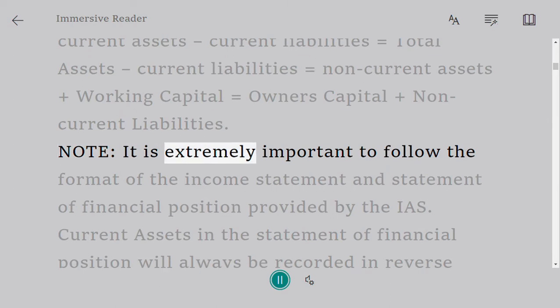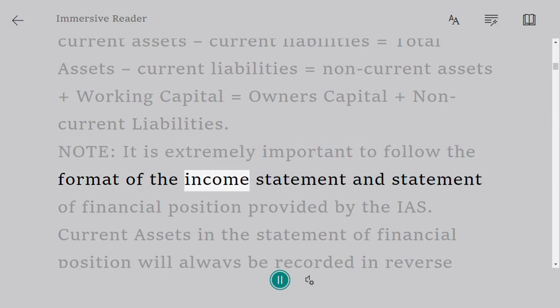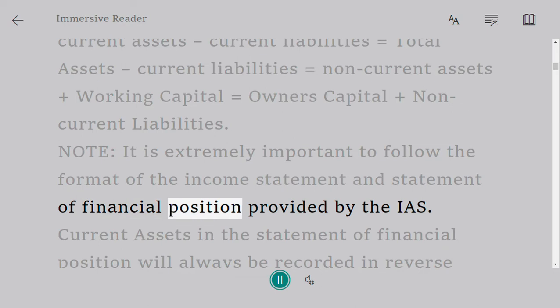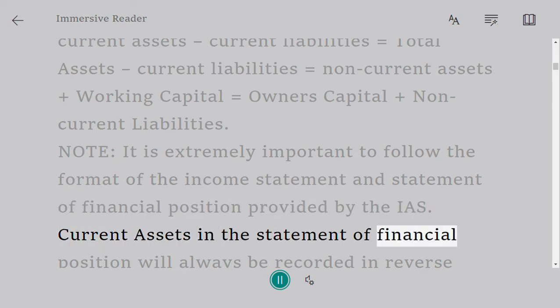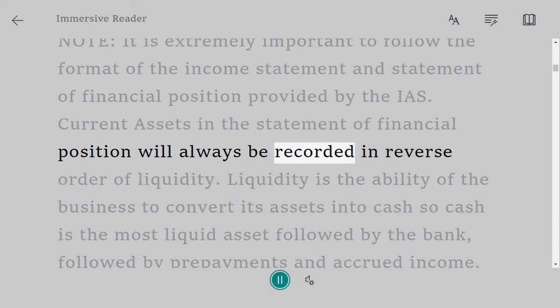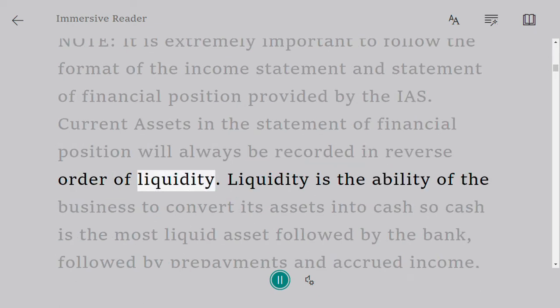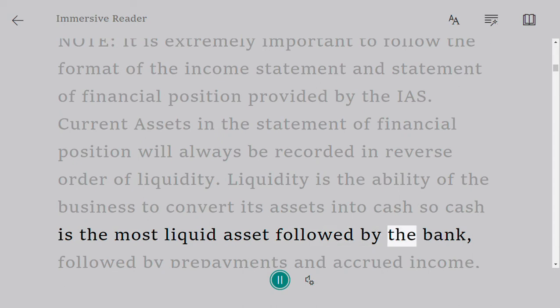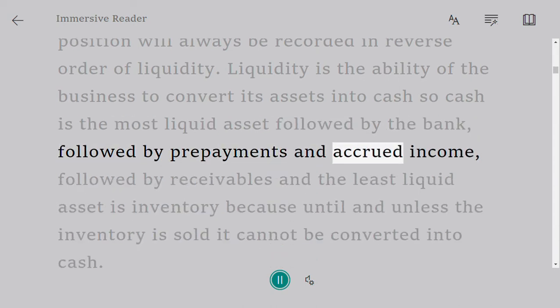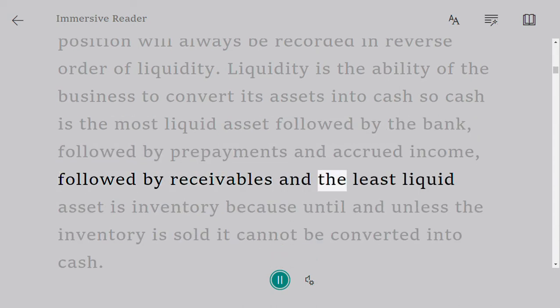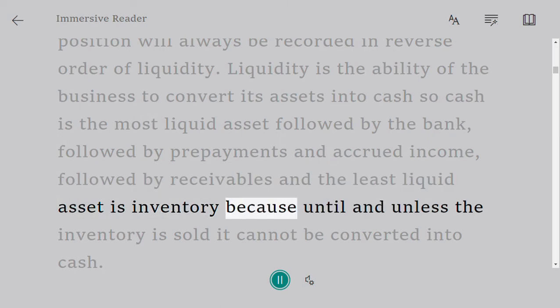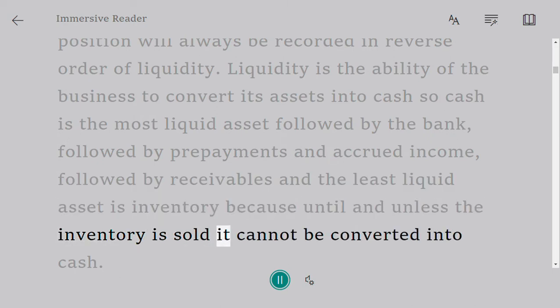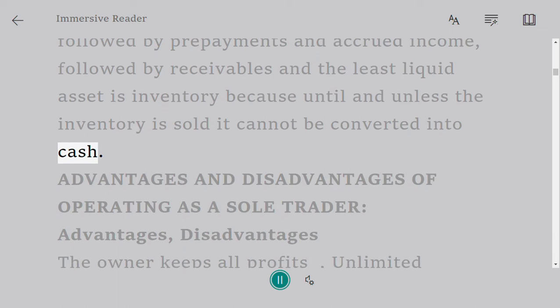Note, it is extremely important to follow the format of the income statement and statement of financial position provided by the IAS. Current assets in the statement of financial position will always be recorded in reverse order of liquidity. Liquidity is the ability of the business to convert its assets into cash, so cash is the most liquid asset, followed by the bank, followed by prepayments and accrued income, followed by receivables, and the least liquid asset is inventory, because until and unless the inventory is sold it cannot be converted into cash.